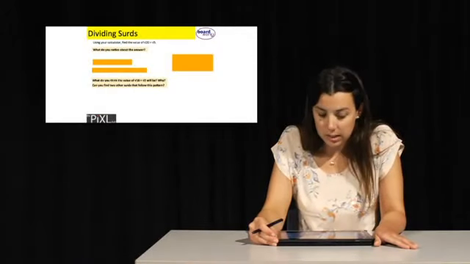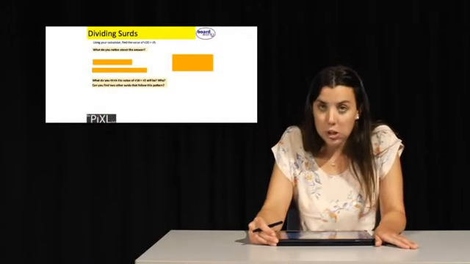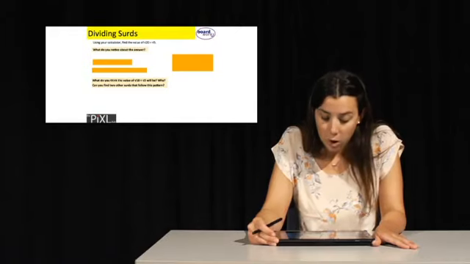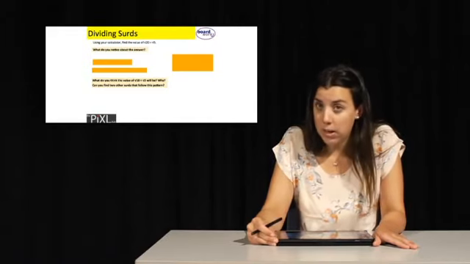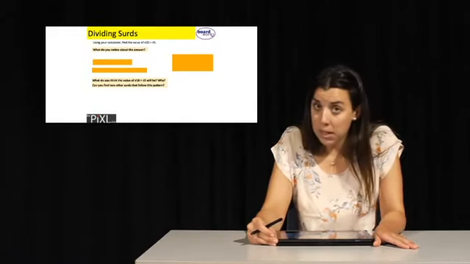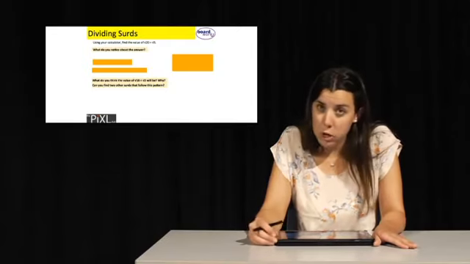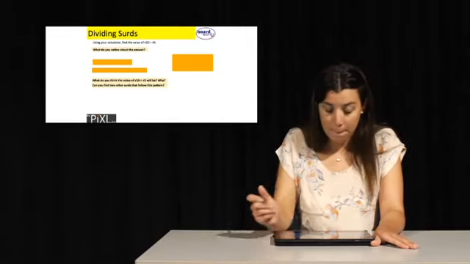So next we're going to look at dividing surds. First thing I want you to do is using your calculator to find the value of the square root of 20 divided by the square root of 5. So just type that into your calculator, and I want you to see what you notice about that answer.